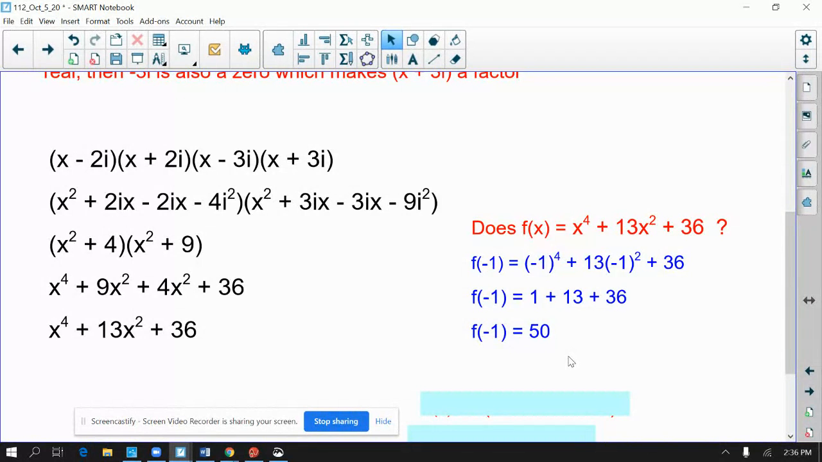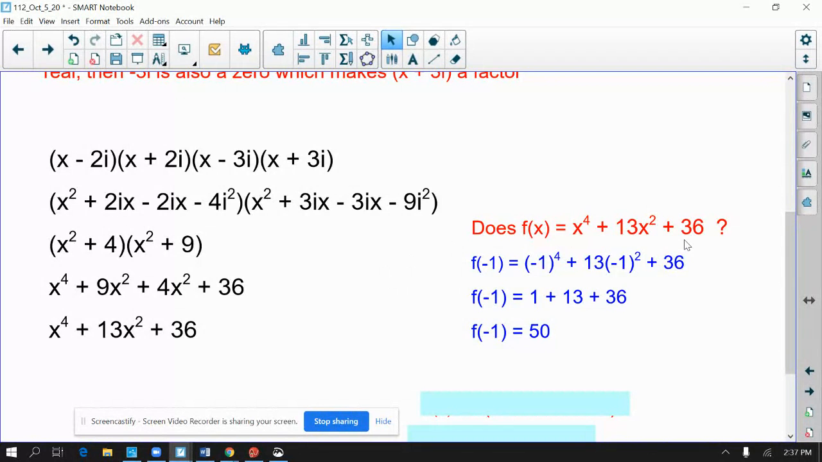What can I do? You can't add 150 to this. Why not? If you add 150 to this, you will definitely make f of -1 equal 200, but that will change all your zeros. Remember your transformations. If you add 150, you will take this polynomial and just raise it up 150 units, which means these zeros would change as well. So 2i and 3i would not be zeros anymore.